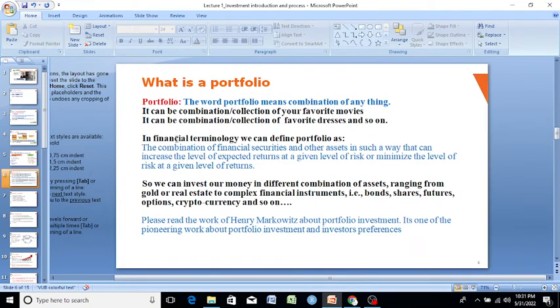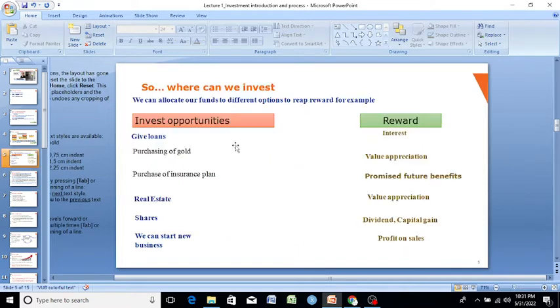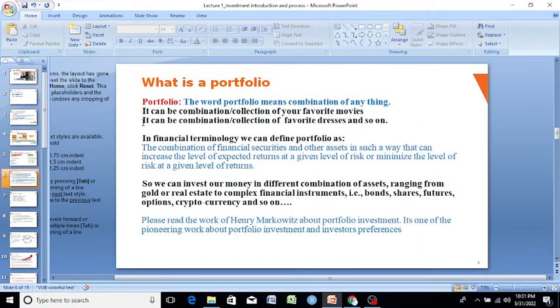So the next important topic is what is a portfolio. In the previous slide we have seen many individual options, and we can invest in either of these options, but we can also invest in a combination of these investments, right? We can invest some part of our fund in gold, and we can invest the remaining portion in real estate, and in the same way we can make any combination out of these available options. So in order to understand the combination, it is important to understand the concept of portfolio.